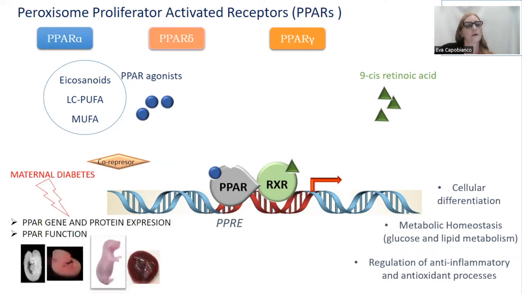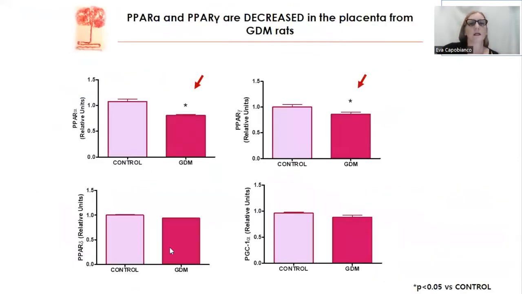In our laboratory, we have found that in maternal diabetes, PPAR gene and protein expression and PPAR function are altered from very early stages in development, since the organogenic phase in the fetus and the placenta development. So we studied the levels of PPARs, and we found that in placentas from GDM rats, the expression of PPAR alpha and PPAR gamma were reduced.